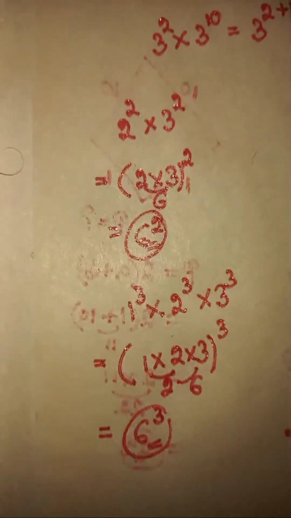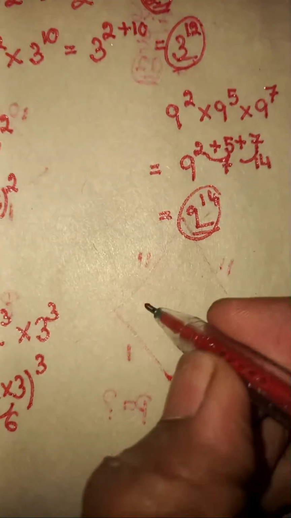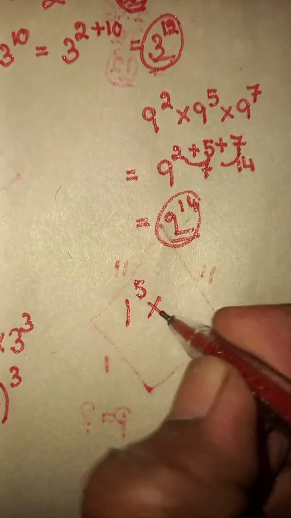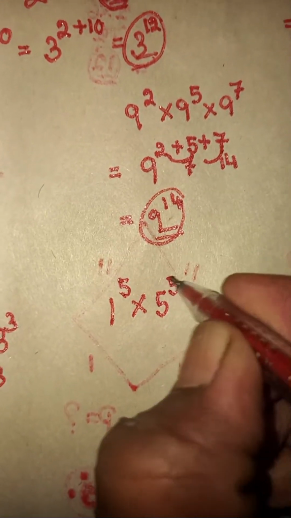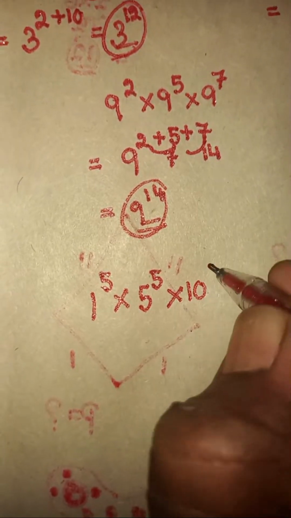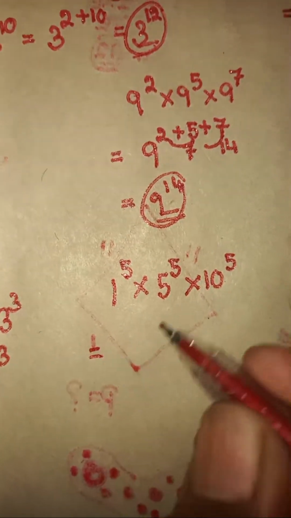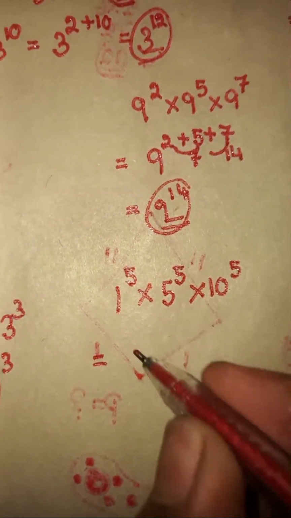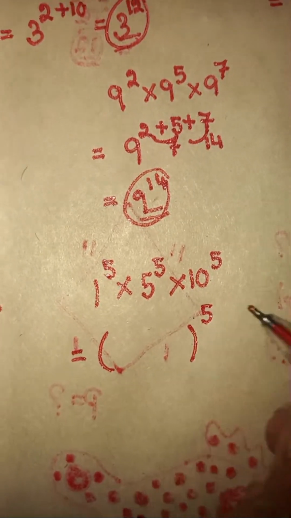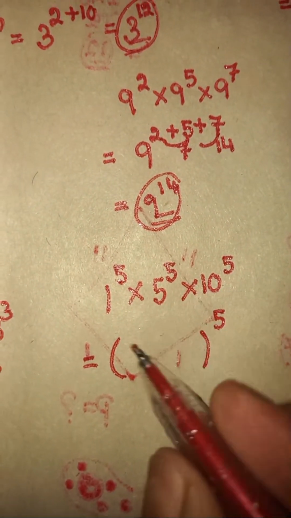Let's take one more number. Here they are giving 1 power of 5 times 5 power of 5 times 10 power of 5. In all of them, power 5 remains the same, so take the power 5 as common and add up the inside numbers.